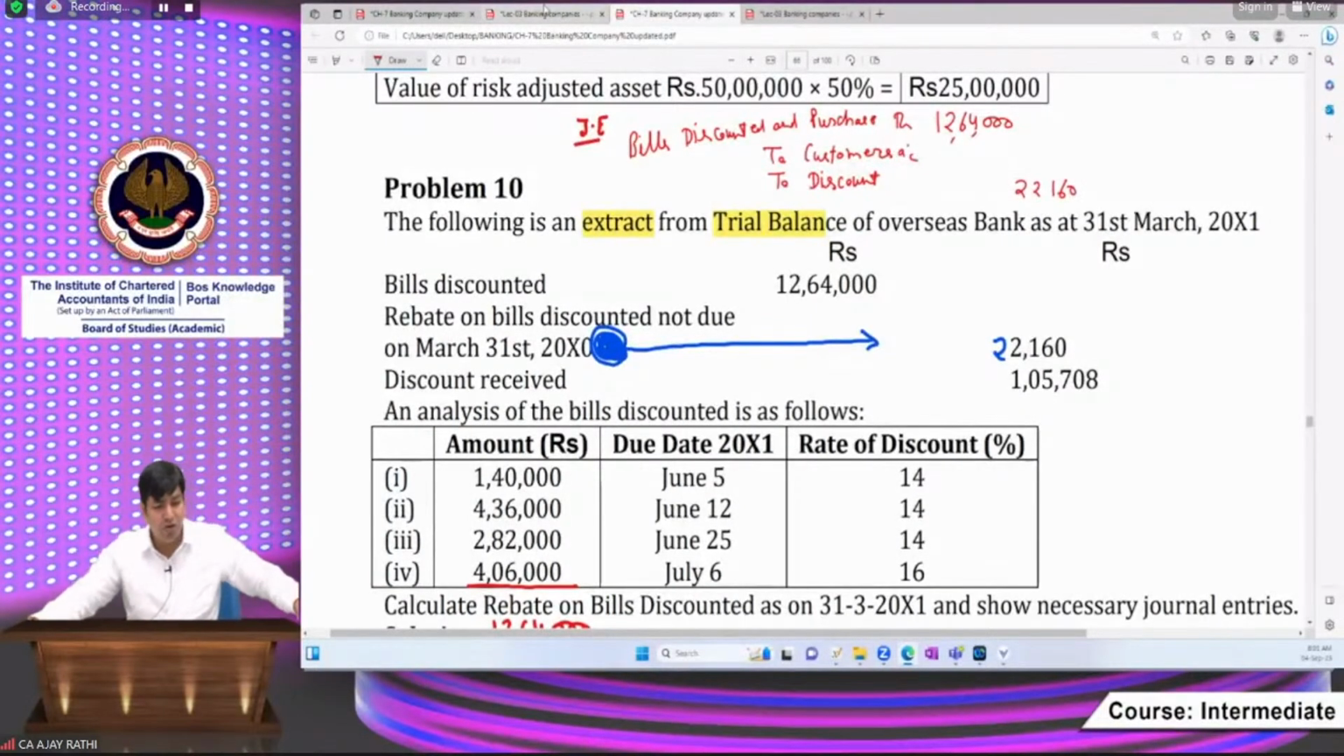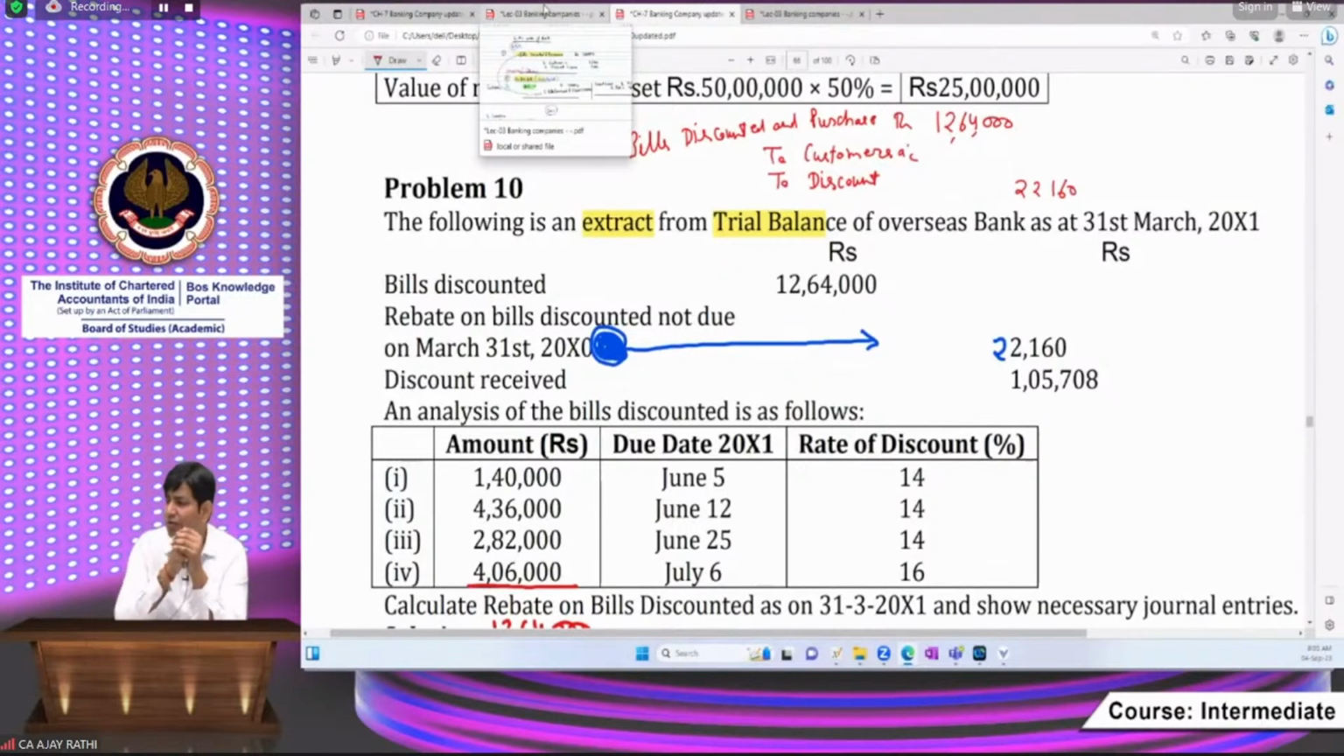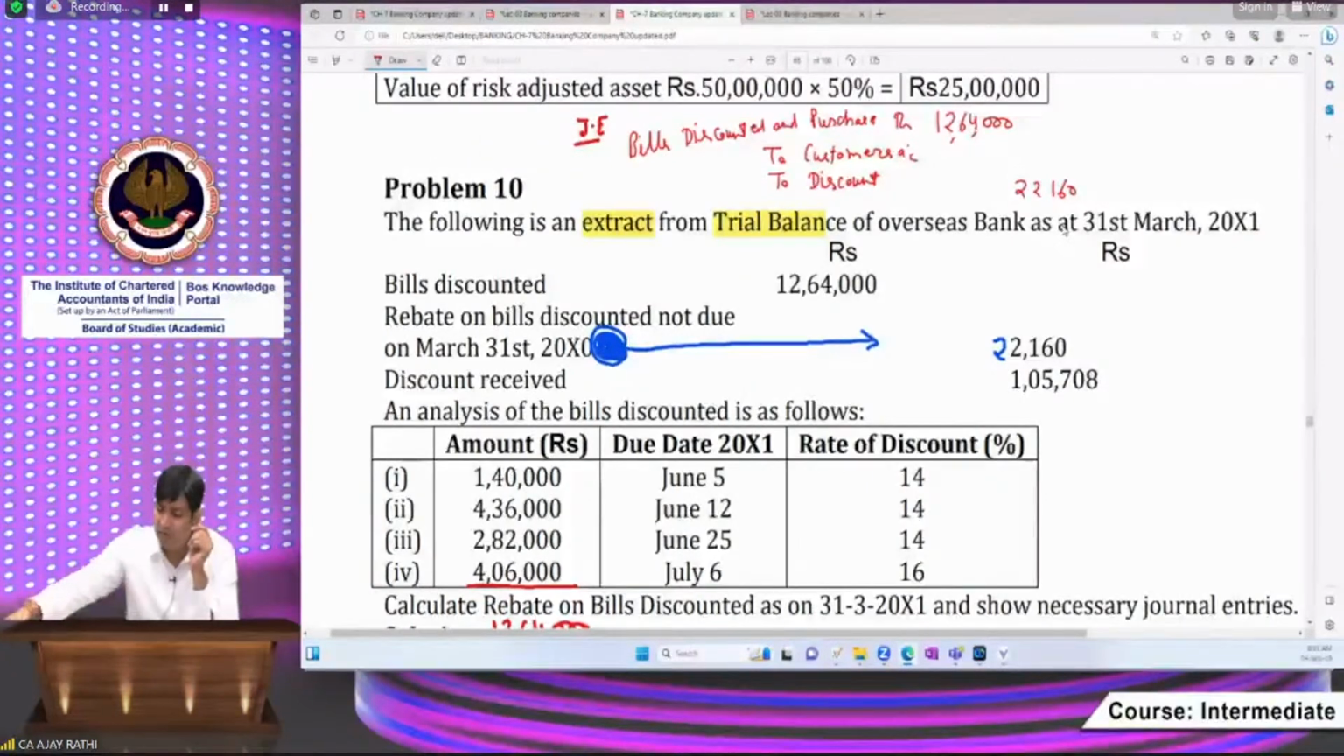Can you please tell me how much amount was credited to the customer's account? Can you please tell me how much amount has been credited to customer accounts on different dates? I am waiting for your answer, beta. Everyone, I am waiting. 12,64,000 of bills is there, and 22,160 is the amount that has been credited to discount income. It means customers were given credit of the amount in their accounts on different dates. But what is the amount? Can you please tell me?